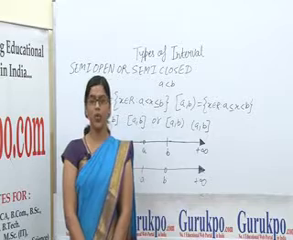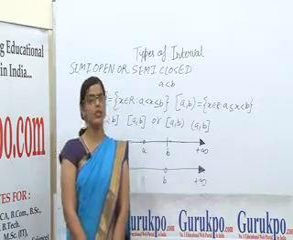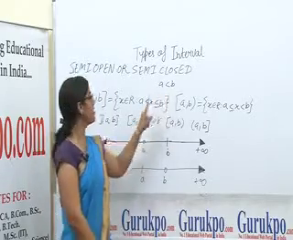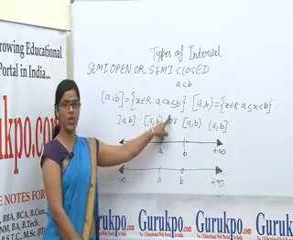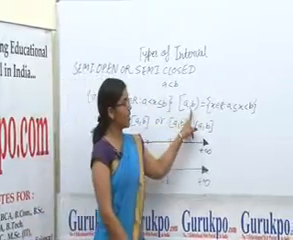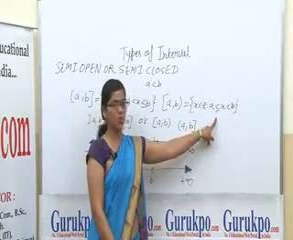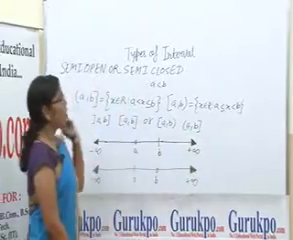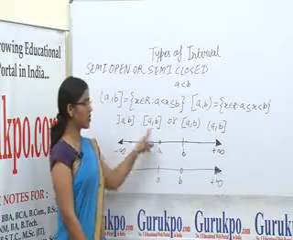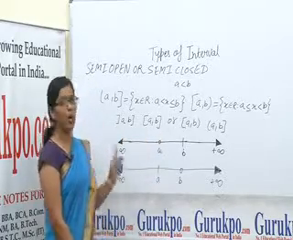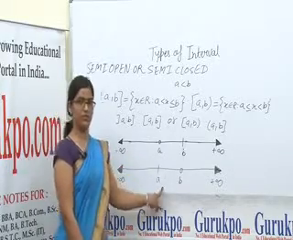Now the next is semi-open or semi-closed interval. Let a and b be two real numbers such that a < b. Then the set (a, b] = {x ∈ R such that a < x ≤ b}, and the set [a, b) = {x ∈ R such that a ≤ x < b}, is called a semi-open or semi-closed interval, and it is denoted by this way. On the real line, the semi-open or semi-closed interval is represented by this way.